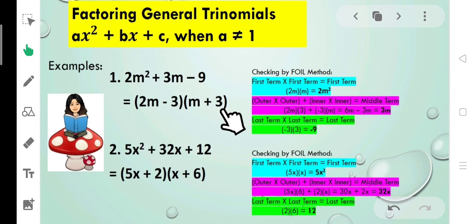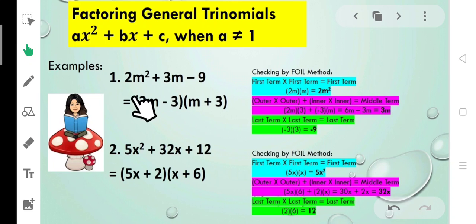Why did I use this one? Why not 9 and negative 1? Because when I multiply negative 3 times m, that is negative 3m. Take note of that, negative 3m. And the outer, 2m times 3, that is 6m. So negative 3m plus 6m is equal to 3m.